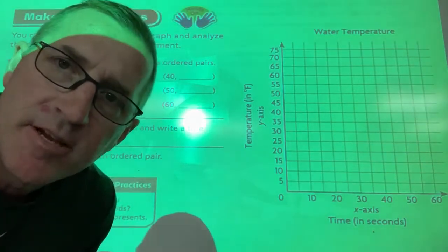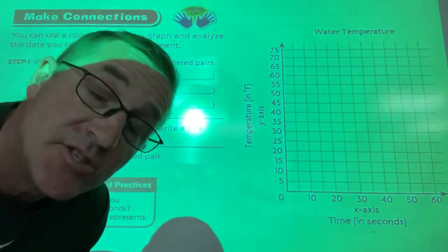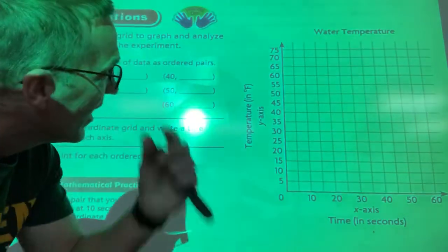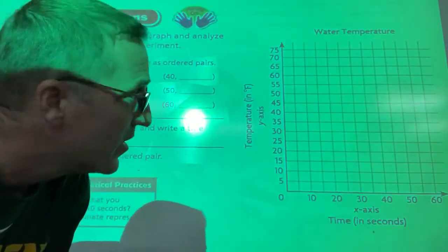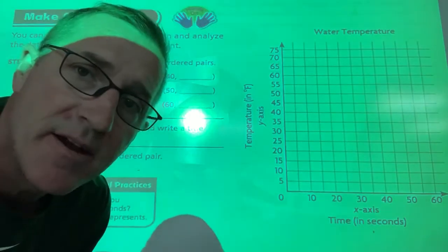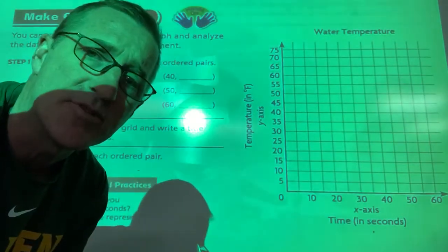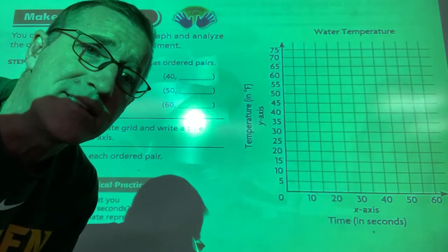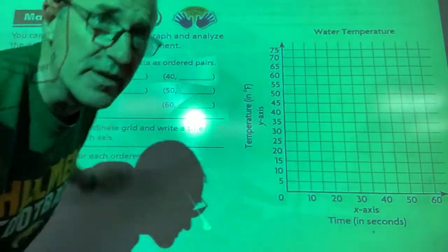Mr. Pack here again. Here's the bottom page of page 2 of 9.3. And this is the fun part. This is where we get to graph it. So what we're going to do is make ordered pairs out of how much time it took and what the temperature was. So we're going to take the data that we've already collected and plug that into this table here.